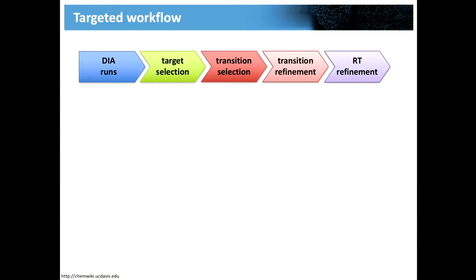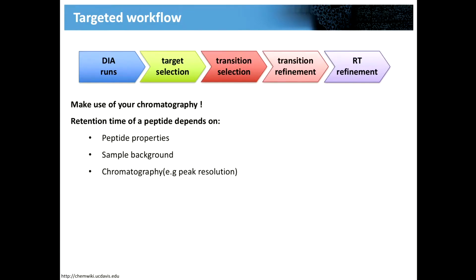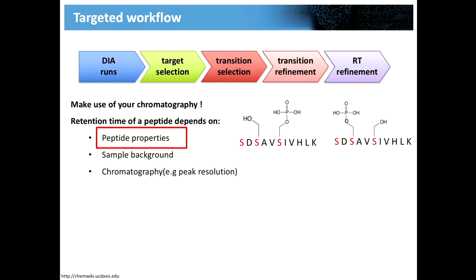The second point that I would like to highlight is related to retention time. We've talked a lot, mentioned a lot the retention time calculators and the possibility to do retention time alignment. And at the end of the day, the retention time of a peptide depends on its chemical properties, and of course, the sample background, the quality of the chromatography, etc. There is a possibility to make that chromatography work in your favor when you're working on modified peptides.